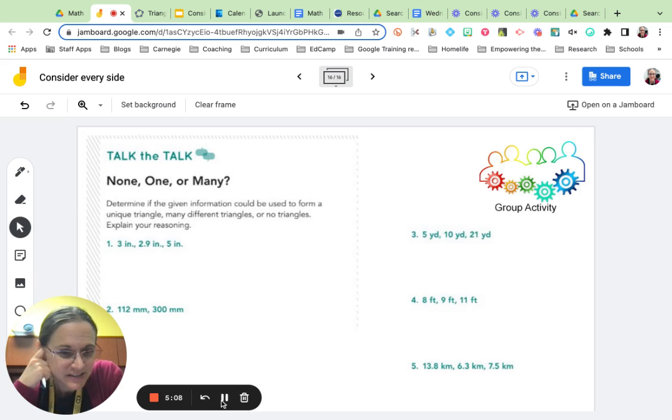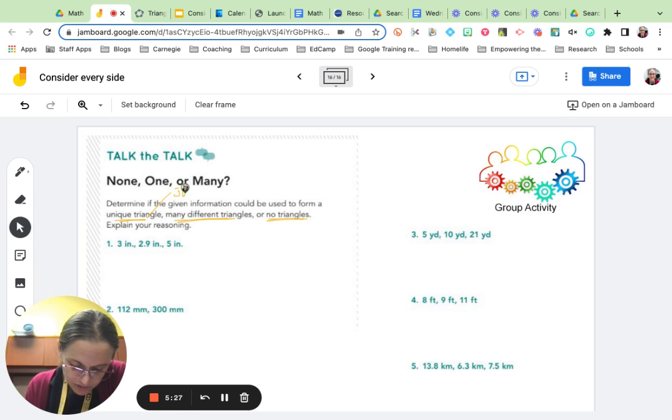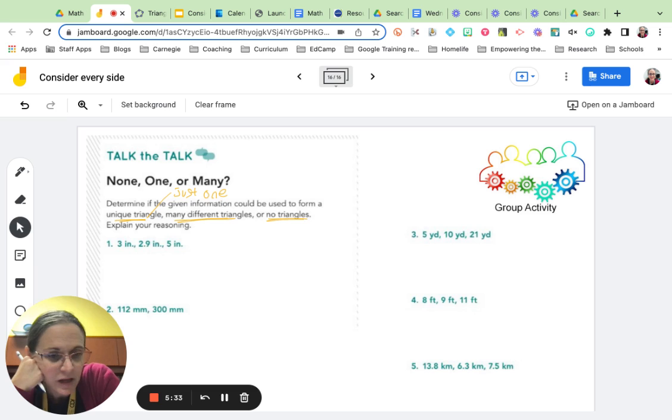Now, this last activity is for you to do as a group. Your task here is to determine if the given information could be used to form a unique triangle, many different triangles, or no triangles at all. So those are going to be your answers here. A unique triangle means just one. That's what the word unique means. So there's only one possible triangle that could be formed.